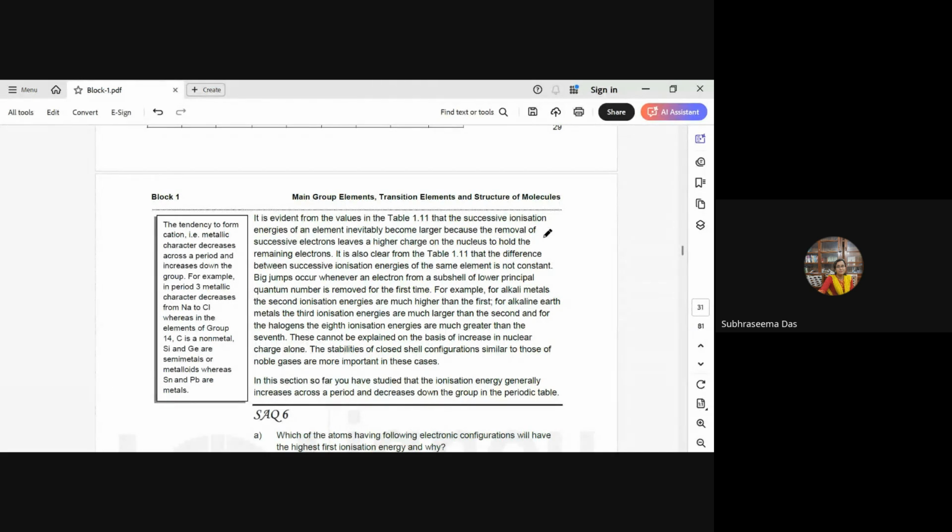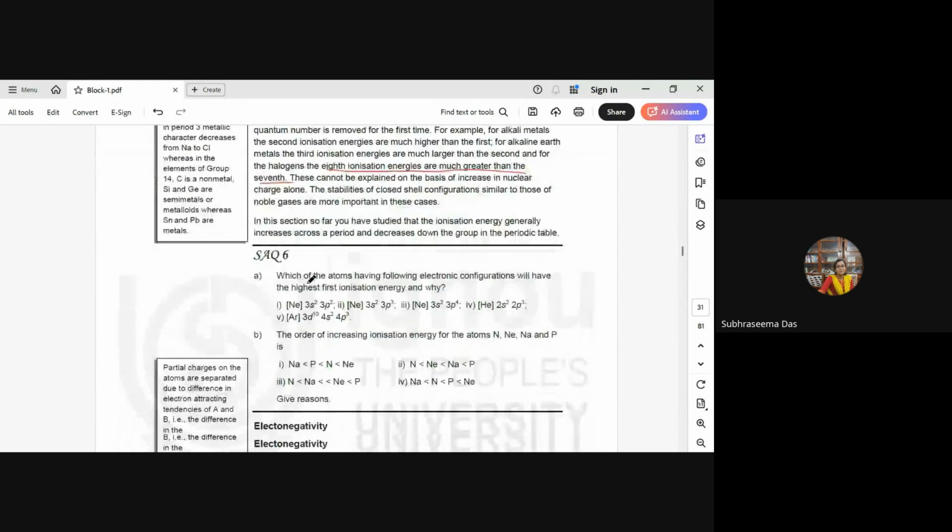That is why the removal requires more energy. The difference between successive ionization energies of the same element is not constant. Big jumps occur whenever an electron of lower principal quantum number is removed for the first time. For example, for alkali metals the second ionization energy is much higher than the first. For alkaline earth metals the third ionization energy is higher than the second, and for the halogens the eighth ionization energy is much greater than the seventh. However, these cannot be explained on the basis of nuclear charge alone.